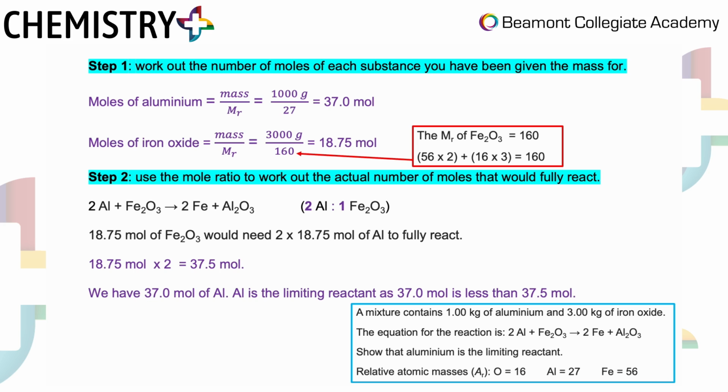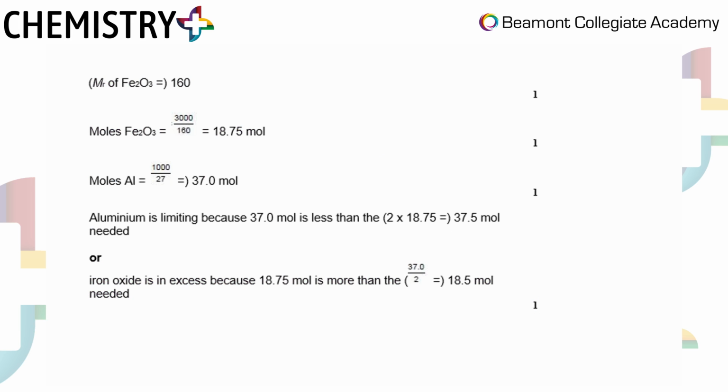We only have 37 mole of aluminium. Therefore, aluminium is our limiting reactant because 37 mole is less than 37.5. Have a look at the GCSE mark scheme. 1 mark given for calculating the Mr of Fe2O3. 2 marks have been provided for calculating moles and then for identifying the limiting reactant.